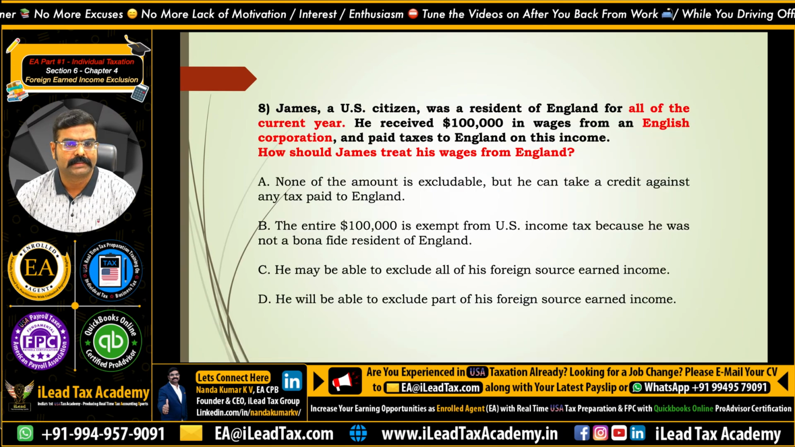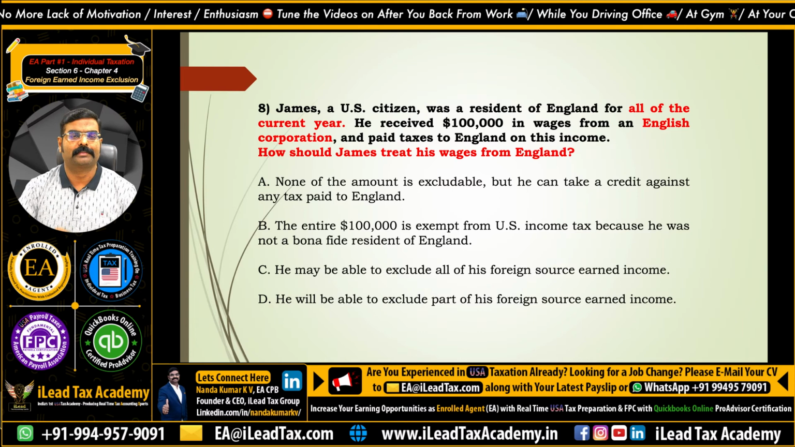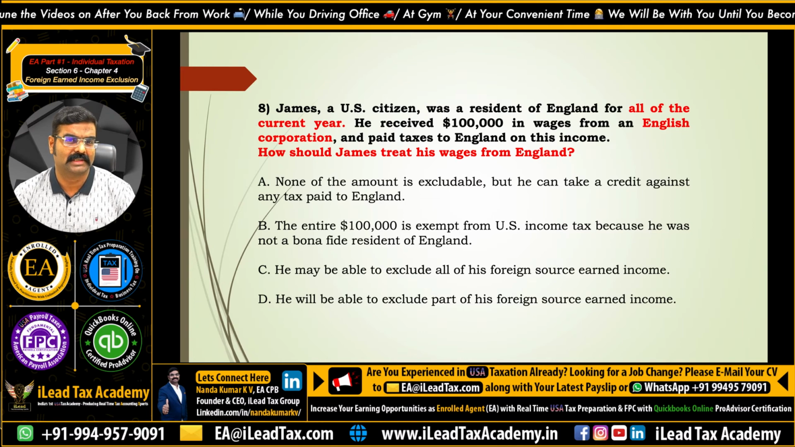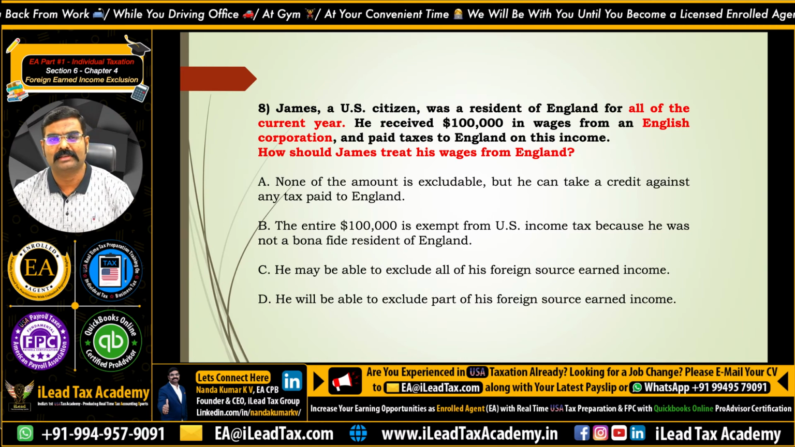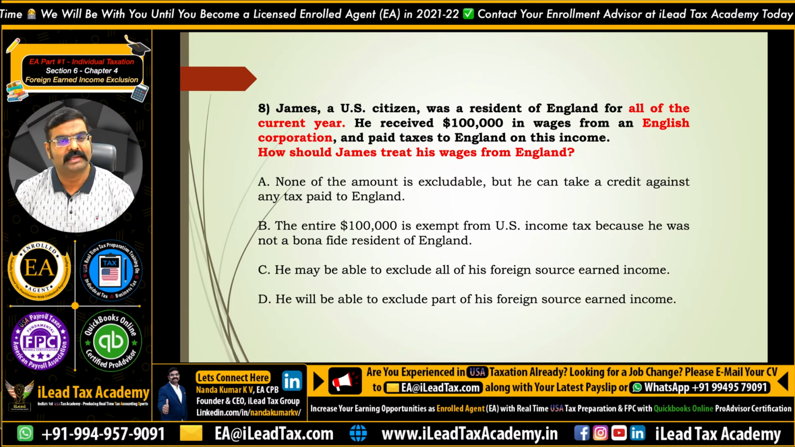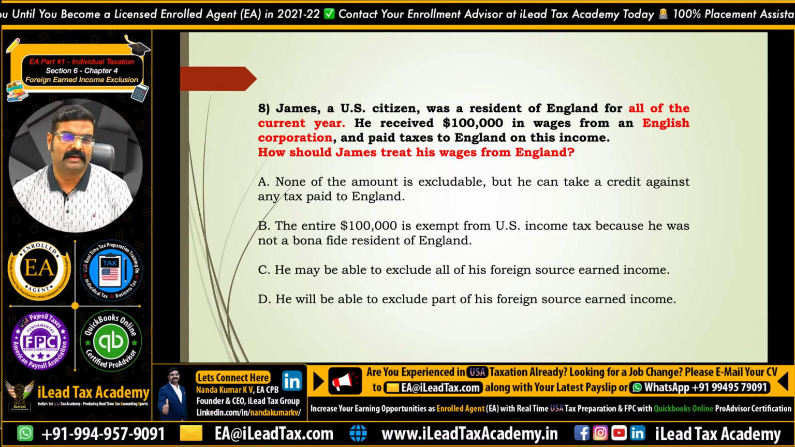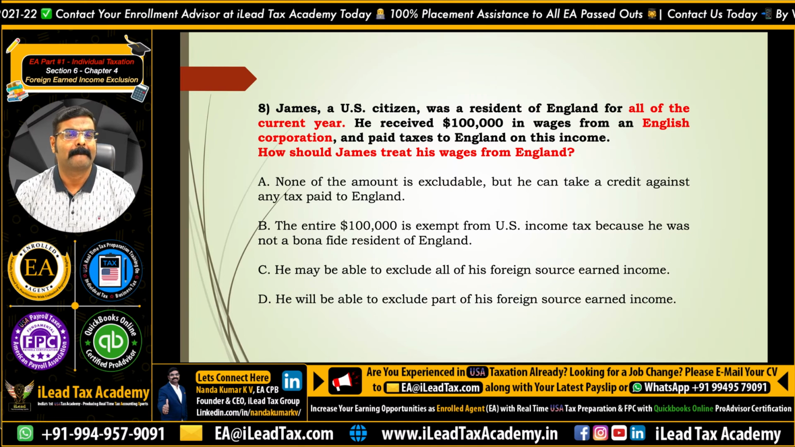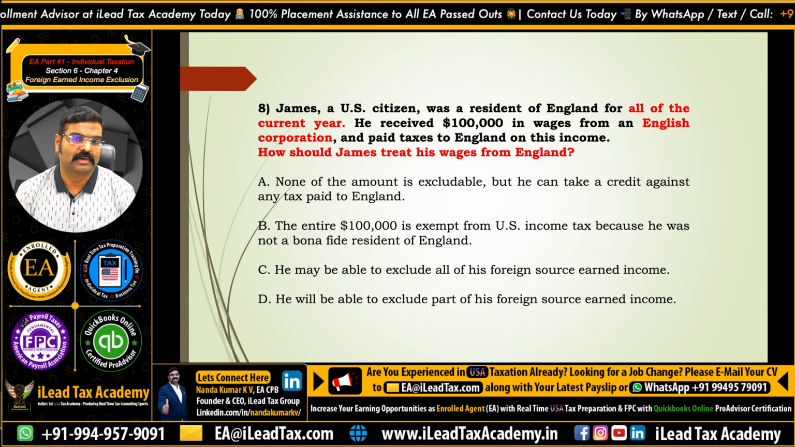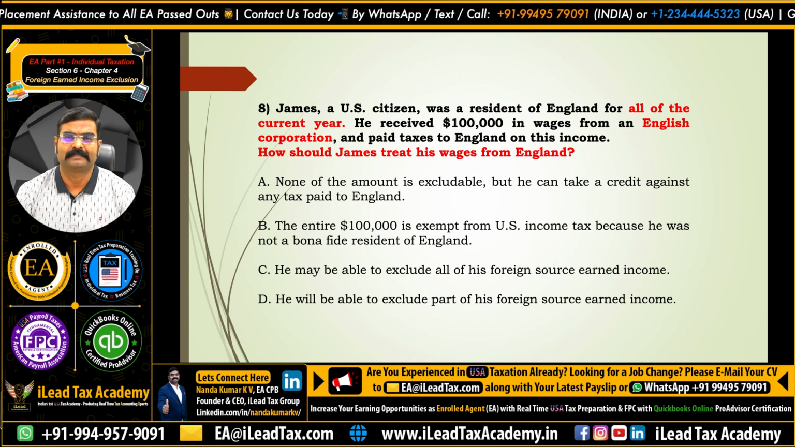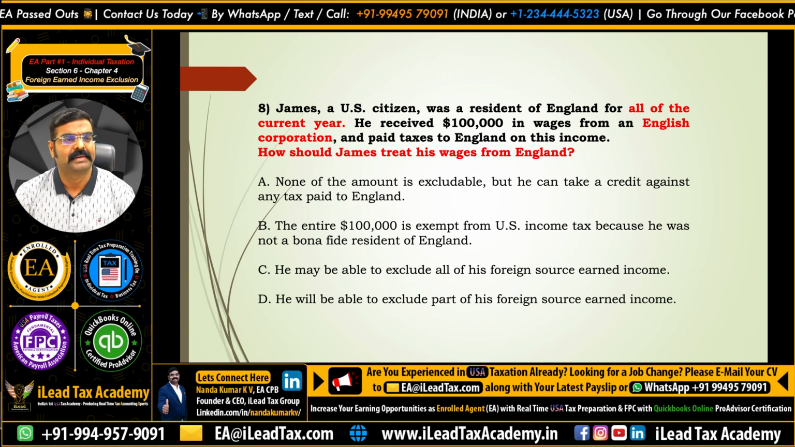So next one. I think this is the last question in this topic. James, a US citizen, was a resident of England for all of the current year. He receives $100,000 in wages from an English corporation and paid taxes to England on this income. How should James treat his wages from England? A. None of the amount is excludable, but he can take a credit against any tax paid to England. B. The entire $100,000 is exempt from US income tax because he was not a bona fide resident of England. C. He may be able to exclude all of his foreign source earned income. D. He will be able to exclude part of his foreign source earned income. Which one do you think is the right answer? Go ahead.